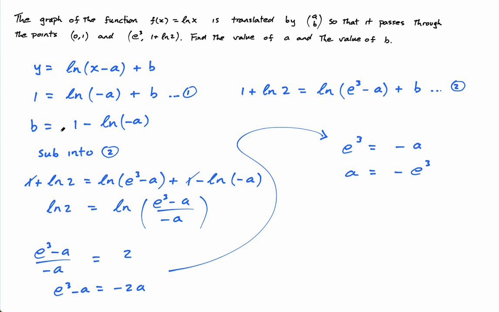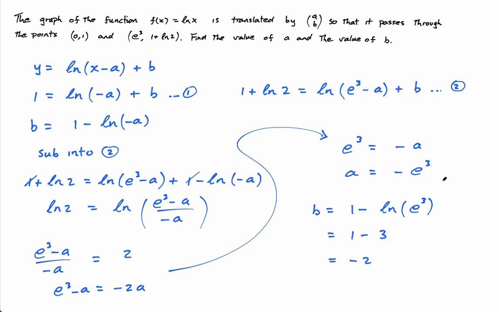And then I need to find b. Well, b is equal to 1 minus ln of negative a. So it's negative e cubed, which is positive e cubed. And ln of e cubed is just 3. So it's 1 minus 3. That's a rule that you should know. If not, check out the formula booklet. 1 minus 3 is negative 2.